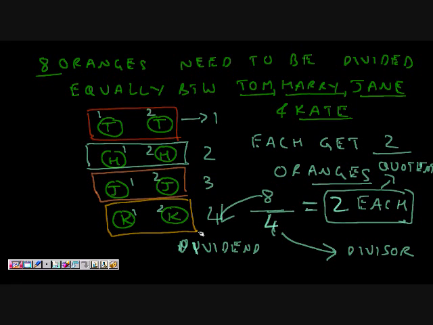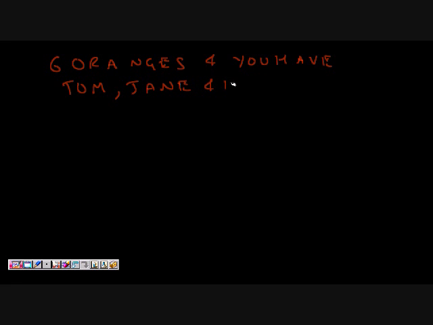Let's take one more example. Let's stick with the oranges again. Suppose you're given six oranges, and you have Tom, Jane, and Kate. So there are 3 people, and you want to divide the 6 oranges between 3 people. So let's do the example again. You have 6 oranges.